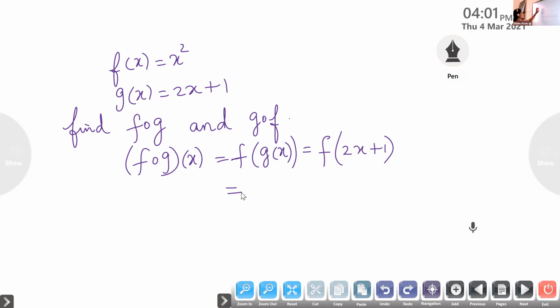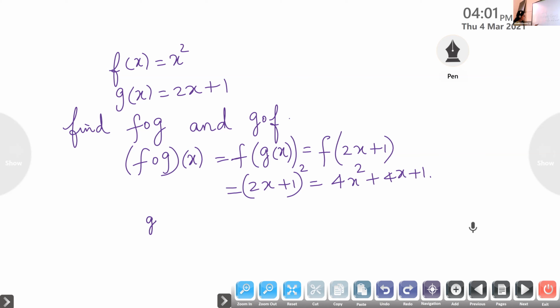What is F of X? It is x square, isn't it? So it will be F of 2x plus 1, that is 2x plus 1 the whole square. When you expand it, you'll get 4x square plus 4x plus 1. So this is F composition G of X.